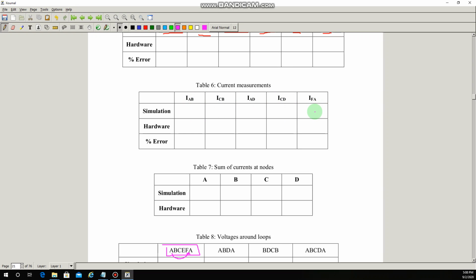Once we record them, we will be summing the currents at different nodes. So here, for example, we will be summing all the currents that are either entering or leaving node A, and same thing for B, C and D. And for all of them, ideally the result should be 0. Okay, now how would I measure these currents, IAB, ICB and so on?